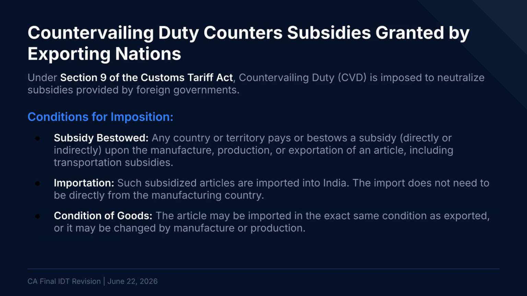Countervailing duty, commonly called CVD, is imposed to neutralize unfair advantages arising from foreign government subsidies. Under Section 9, if a foreign country directly or indirectly grants subsidies for the manufacture, production, transportation, or export of goods, and those goods are imported into India, countervailing duty may be imposed. Importantly, the goods may arrive in the same condition as exported or after further processing. The purpose is simple: to ensure imported subsidized goods do not unfairly harm Indian producers.